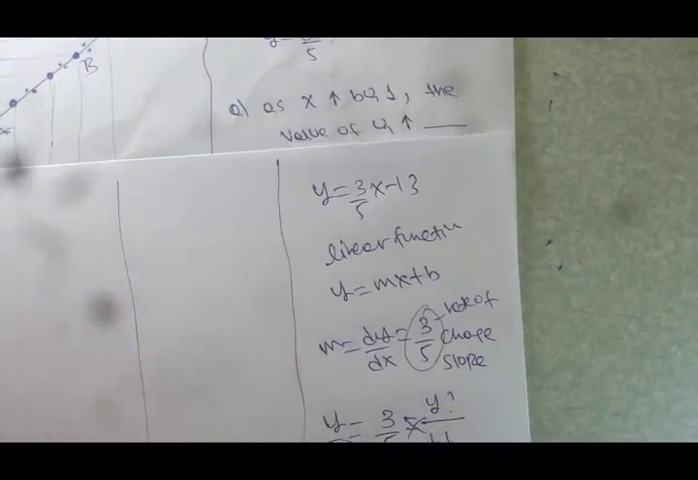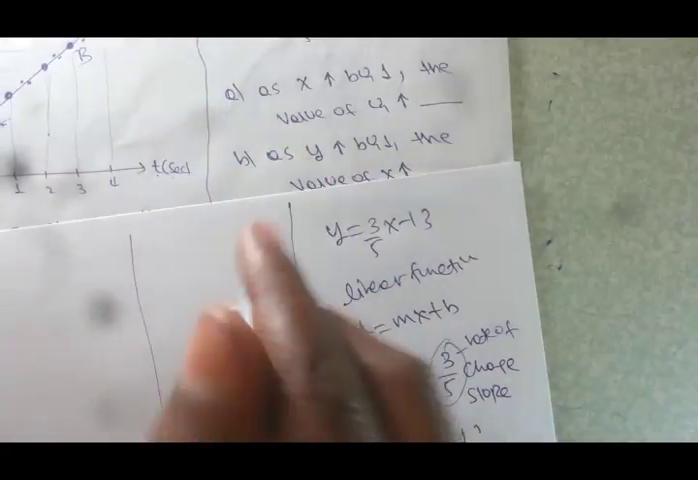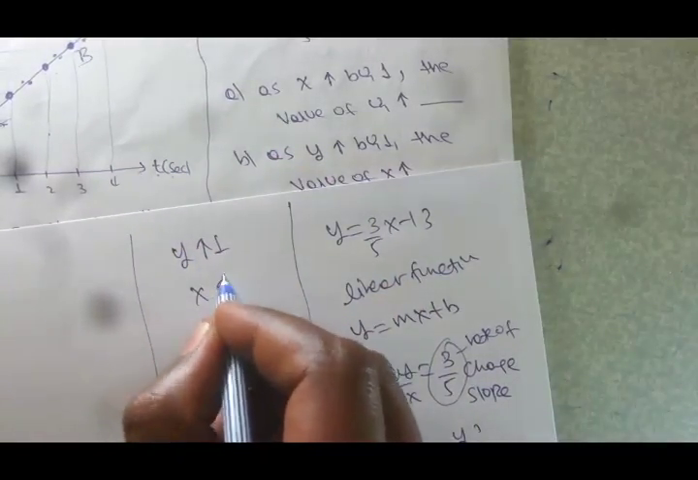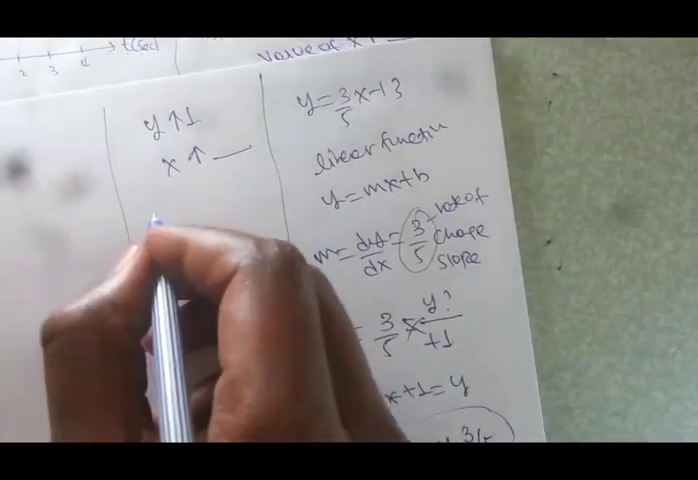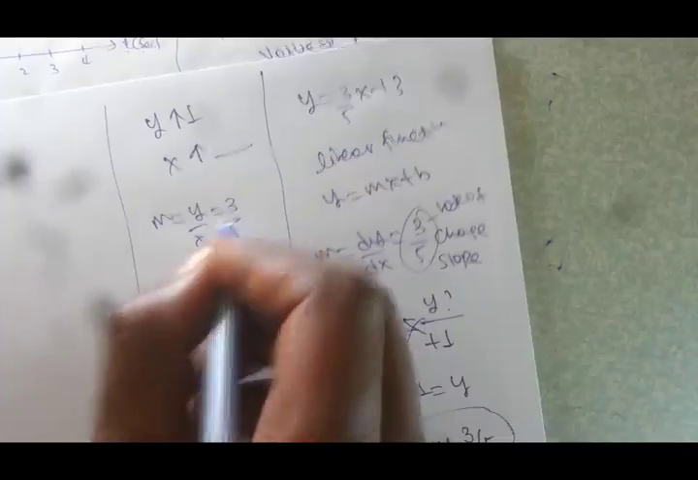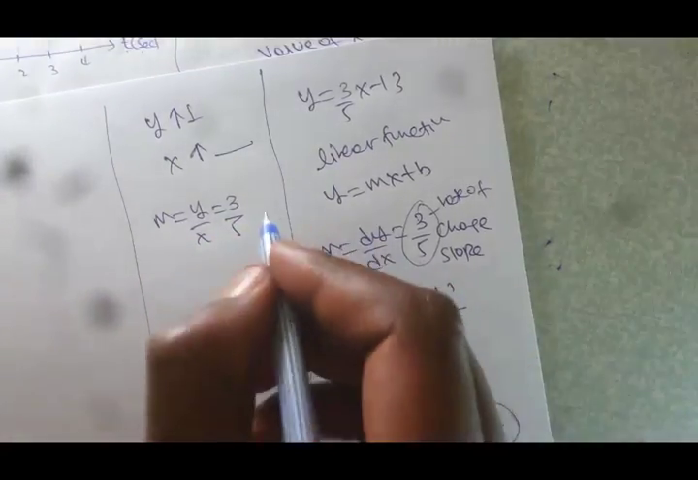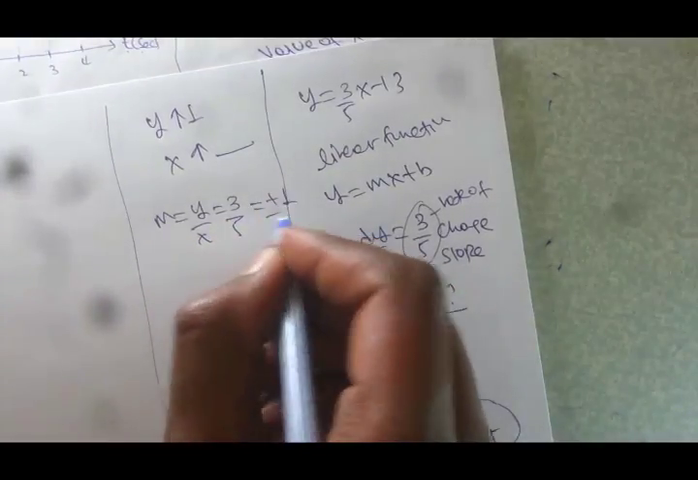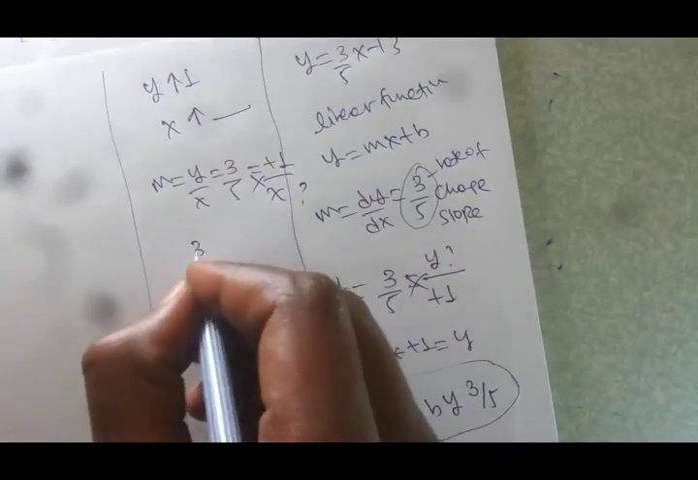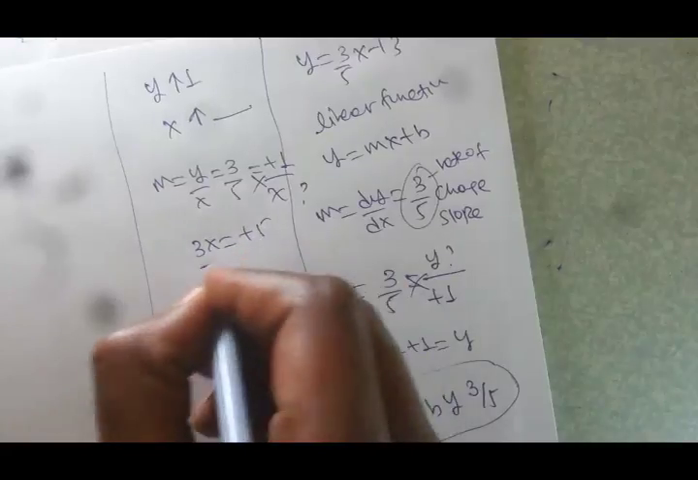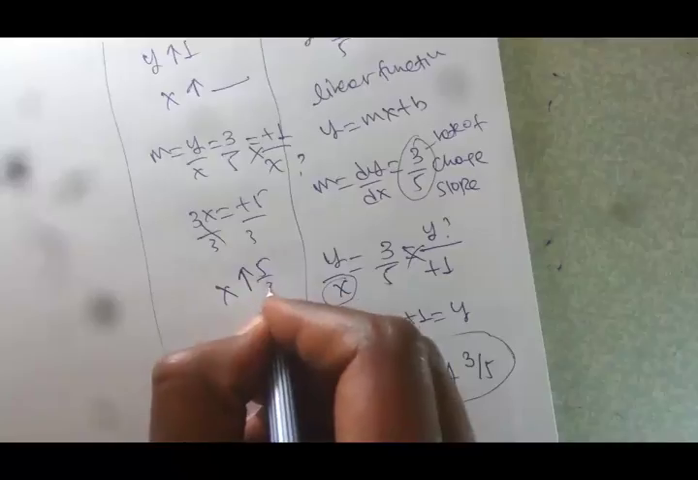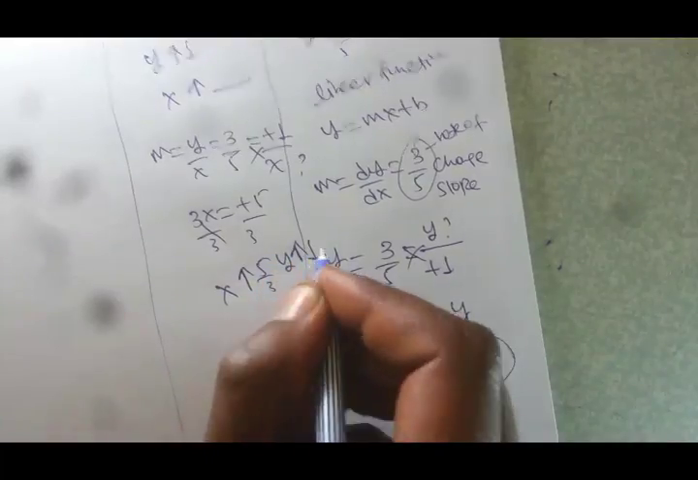The second one is, as y increases by 1, the value of x will increase by what? We know that m is y over x, which is 3 over 5. As y increases by plus 1, the value of x is required. Therefore, cross-multiplying, 3 times x is equal to plus 5, so x is 5 over 3. Therefore x will increase by 5 over 3 when y increases by 1.